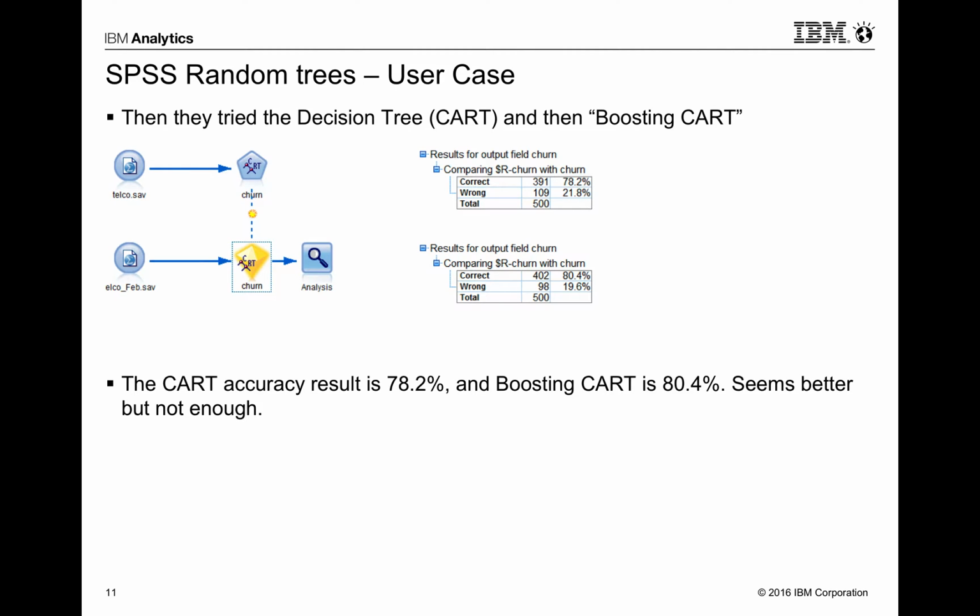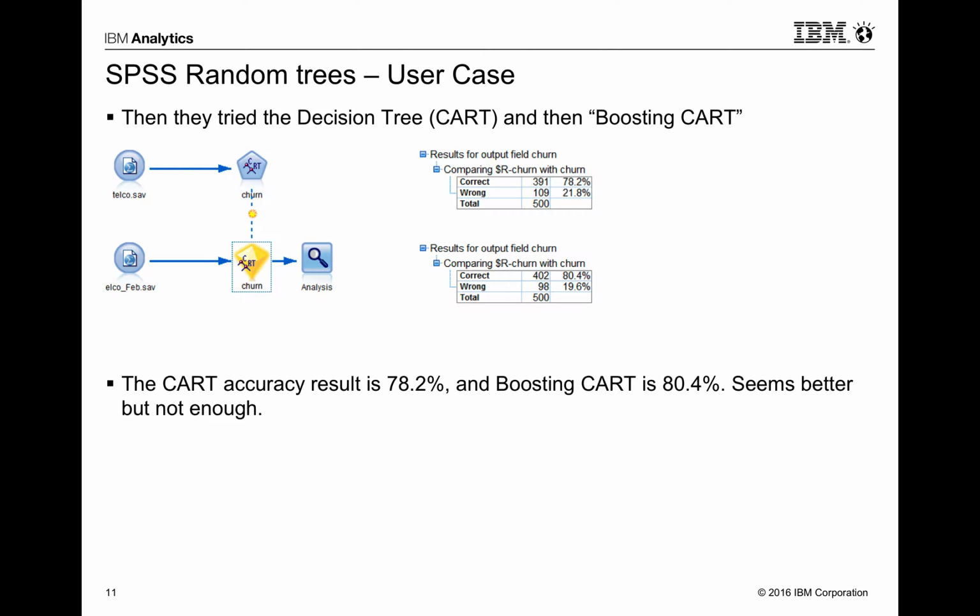Then we can try a decision tree. We use CART, the classification and regression tree, and then maybe we can use boosting to get better accuracy.